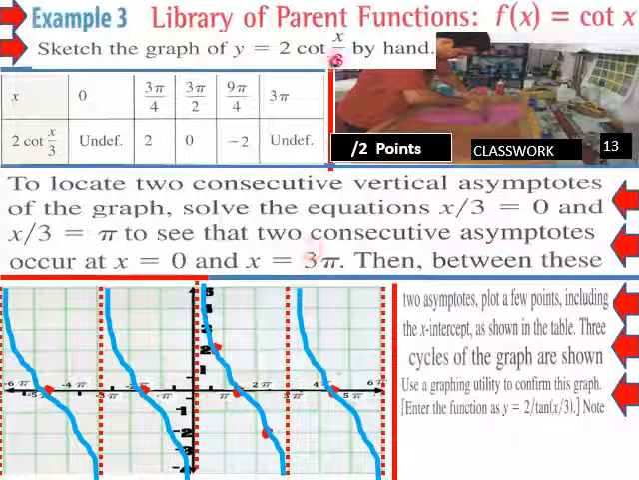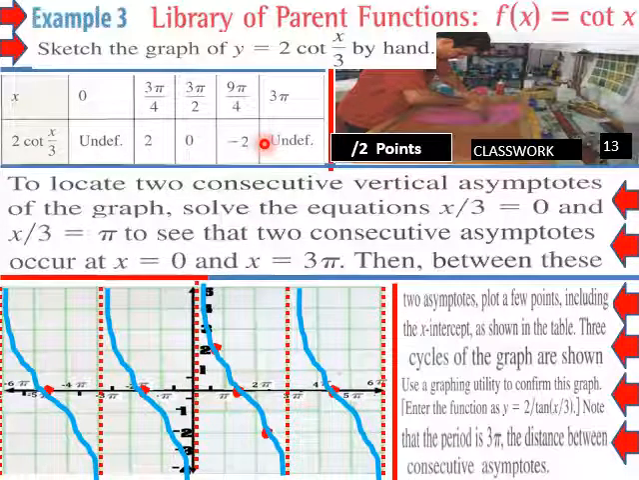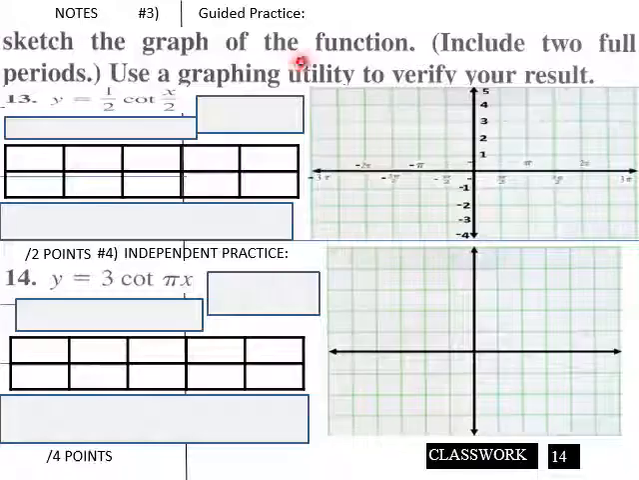Now if this was tan, a would have to be negative. In this case, a is positive and it falls from left to right. Isn't that interesting? Note that the period is 3 pi, the distance between the consecutive asymptotes. So we have one here at 0, then 3 pi here, and negative 3 pi over here. So you have a period of 3 pi, which is created by this x over 3 part of your function.